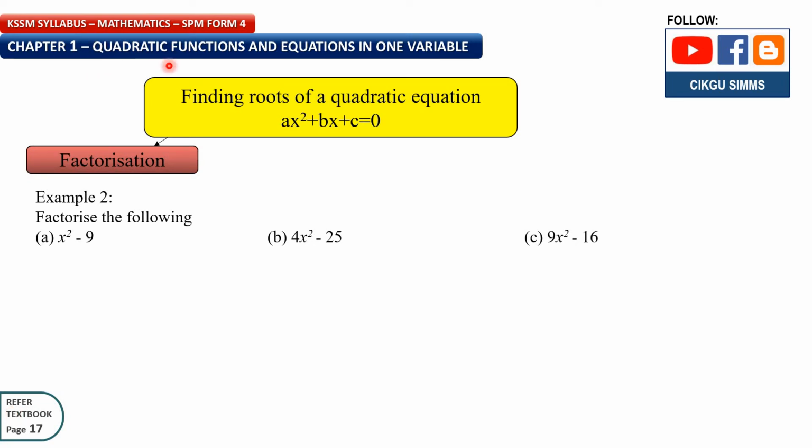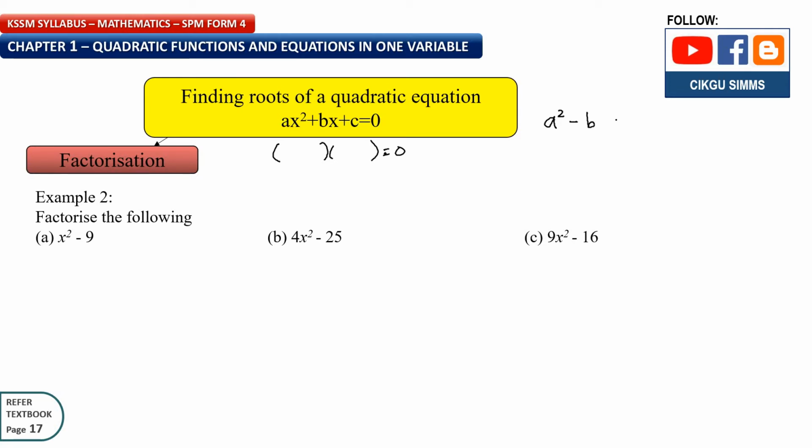Chapter 1, Quadratic Functions and Equations in One Variable. Okay, so we continue to find roots using factorization, and this is the second type of question. Remember, when we factorize, we will always get two brackets, right? In this second type of question, we need to use a formula, and I will introduce you to this formula first.